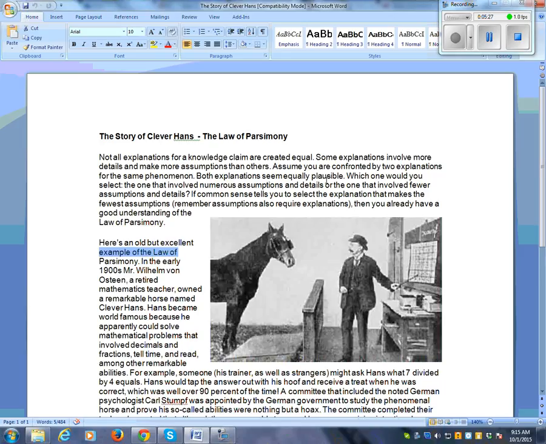So he finally determined that almost everyone who asked questions of Hans made a minute upward movement of the head when the correct answer was reached. The horse used this cue to stop tapping and received his treat. This was an instance of positive reinforcement. If you apply the law of parsimony as you evaluate knowledge claims, you are well on your way to becoming a good psychological consumer. Some additional points to consider as you evaluate knowledge claims cover the next section. Don't worry about that. Okay?